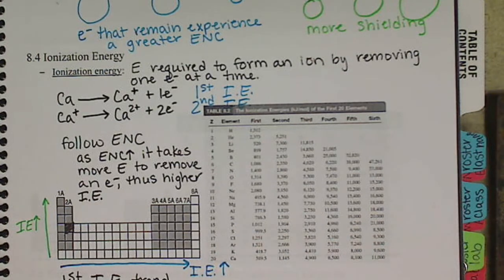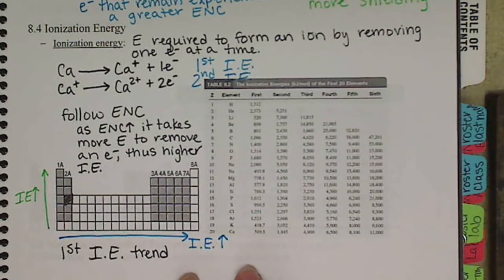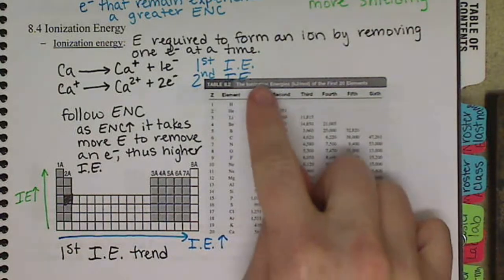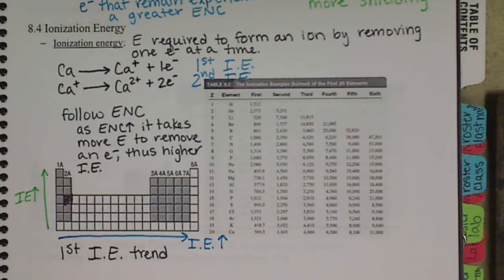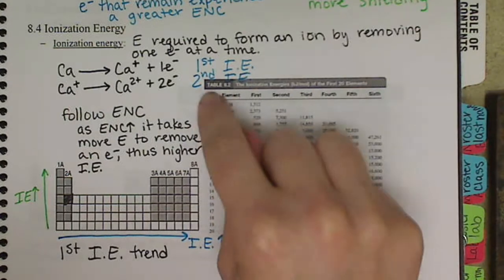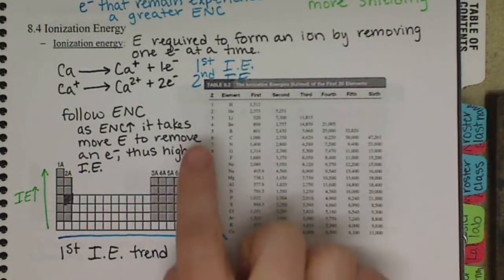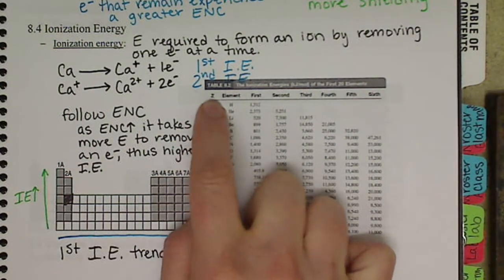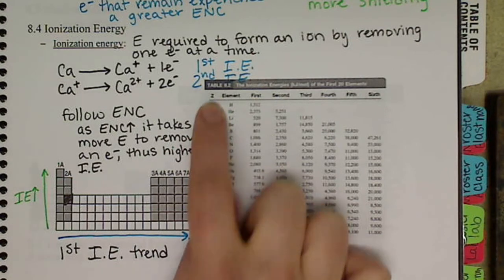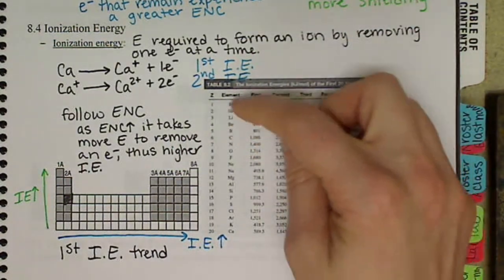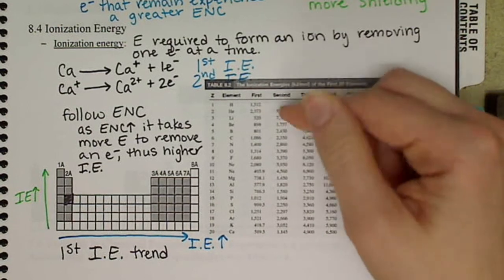Now there are a few exceptions to that. If we look over, we're just focusing on first ionization energies. That's the most important for us. Here are our elements, and they're listed in order of their atomic number. Remember, Z represents atomic number, the number of protons. And we'll see that you have these pockets of increasing values.